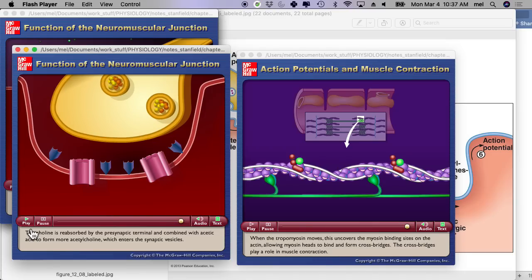But if you break it in half, is it going to activate the receptor anymore? No, because it's shape specific, right? So it just pops it apart, right? And then reuptakes part of it.